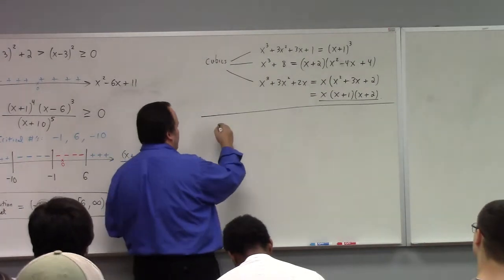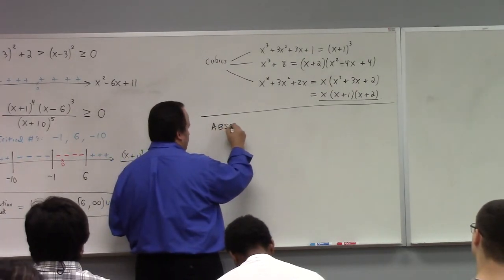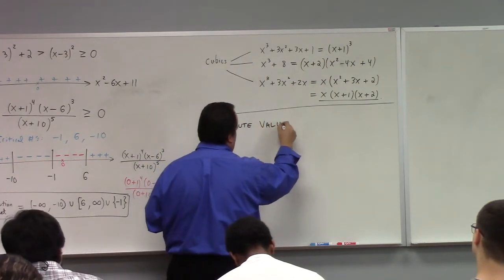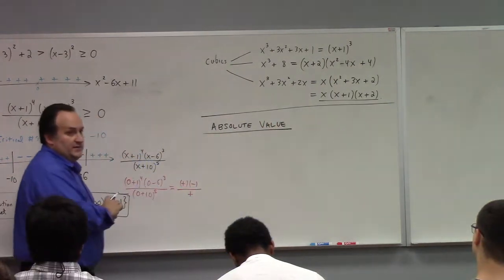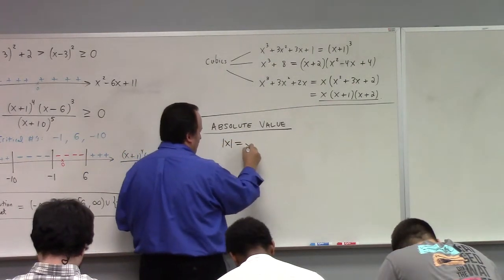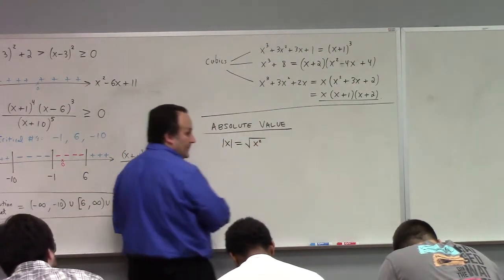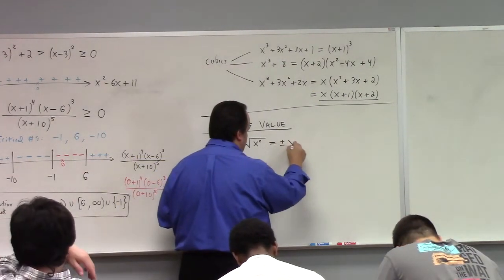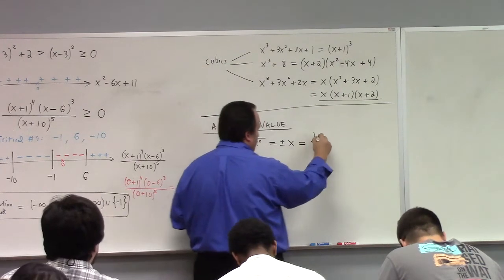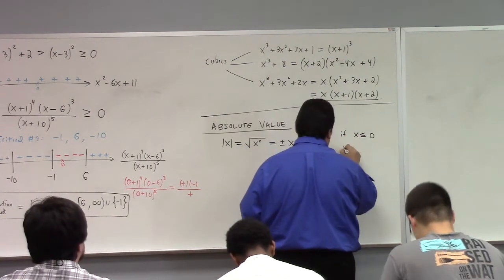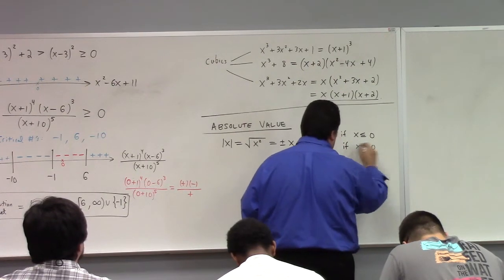So the rest of class, we're going to be talking about absolute value. Let me remind you how we define it. The absolute value of x is the square root of x squared. This is equal to plus or minus x. In particular, it's minus x if x is less than or equal to 0, and it's x if x is greater than or equal to 0.